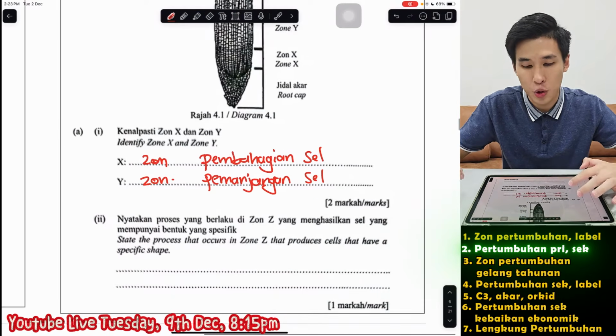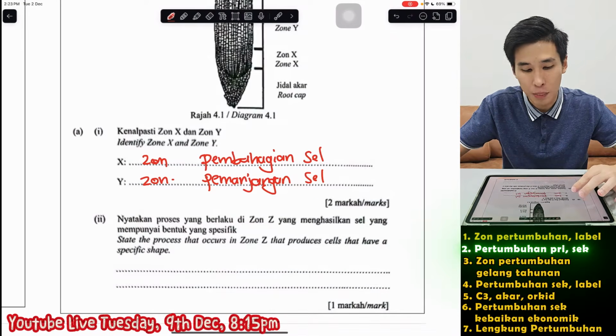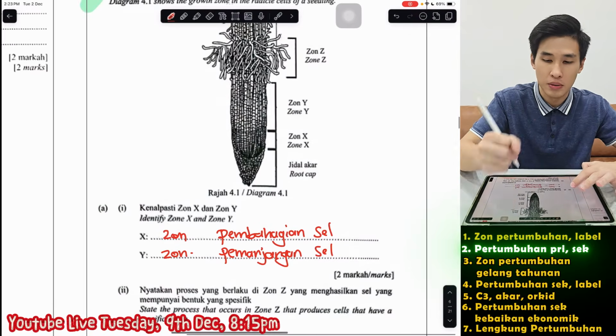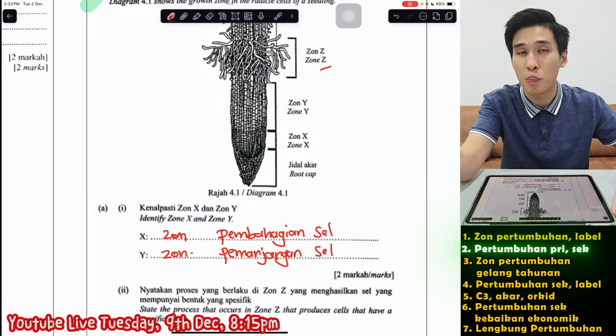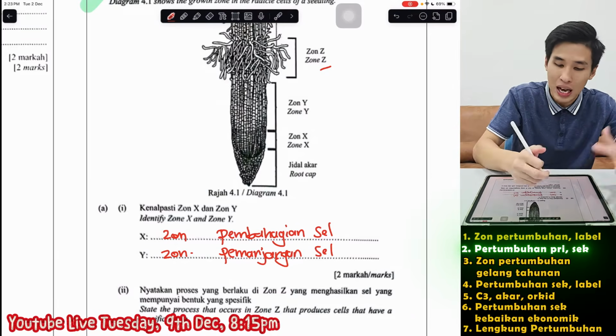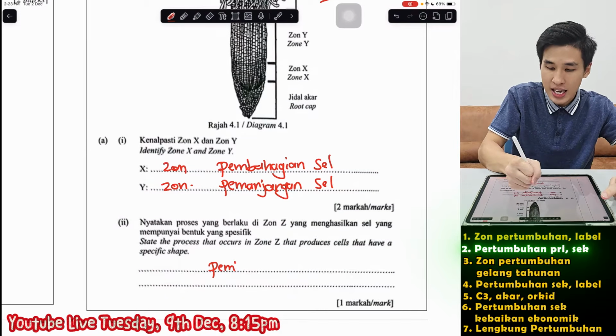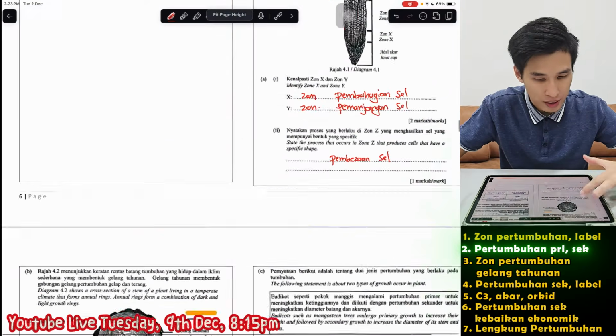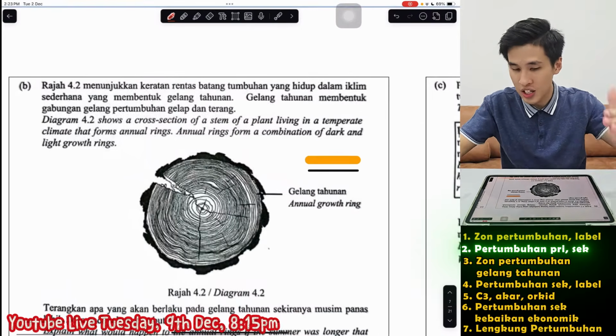Nyatakan proses yang berlaku di zone Z yang menghasilkan sel mempunyai bentuk spesifik. So zone Z dia apa? Zone pembezaan. So proses pembezaan, dia membeza menjadi tisu kekal. So the answer is just pembezaan sel. Easy. Next. Okay, gelang tahunan, just now we did mention.